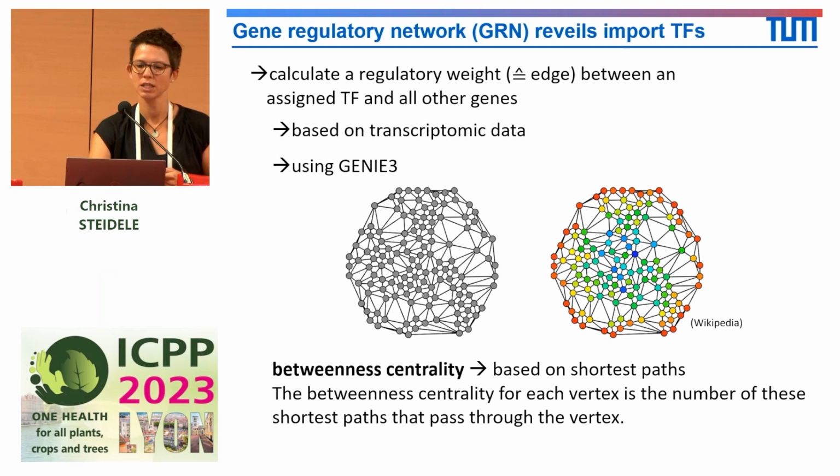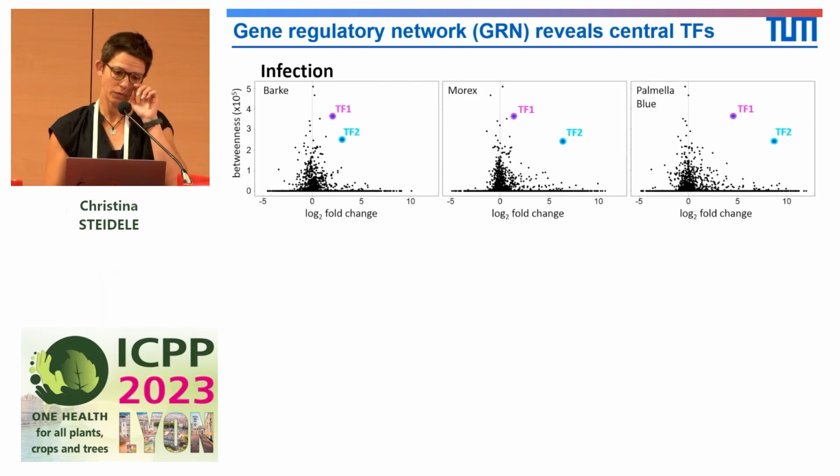So this is pretty nice. I calculated this for all of my genes, and I plotted them here for my infection data. On the y-axis, you have the betweenness centrality score, and the higher the value, the more central a gene is. I was especially interested in which genes are upregulated during infection, so I plotted on the x-axis the log2 fold change for the 3 different varieties, Barkemorix and Palmella Blue. Especially in the case of Palmella Blue, we find 2 outstanding transcription factors, transcription factor 1 and transcription factor 2, that have both a high log2 fold change as well as a high betweenness centrality. So they really seem to be important in this infection-related network.